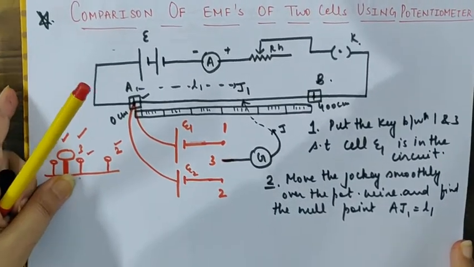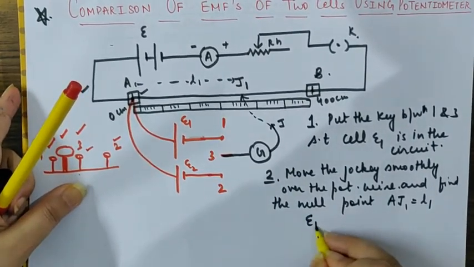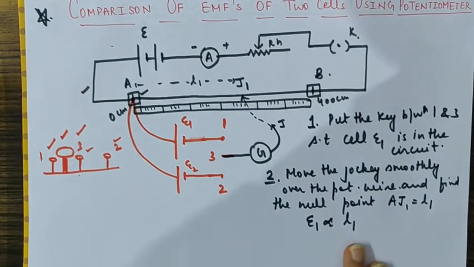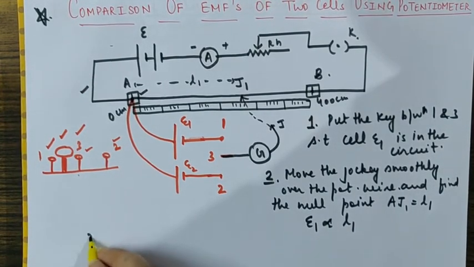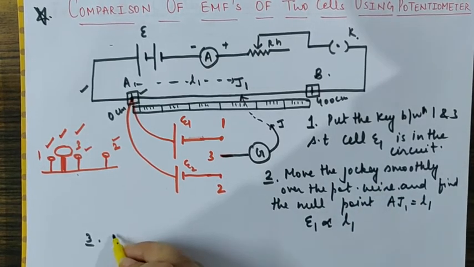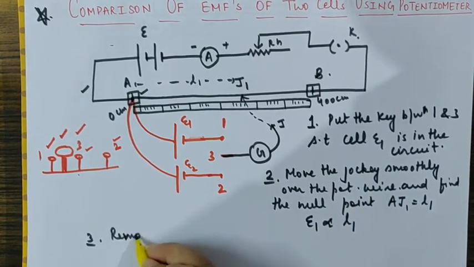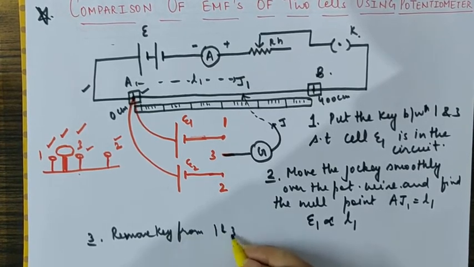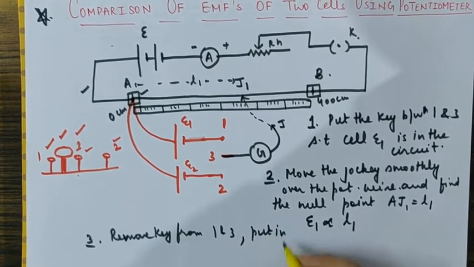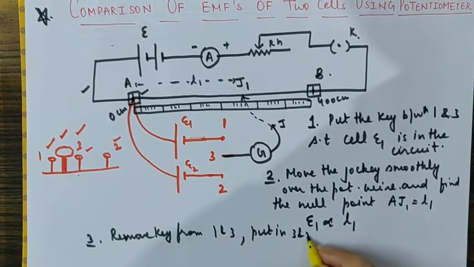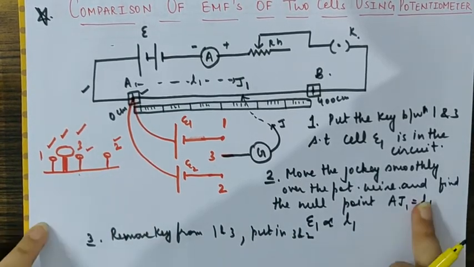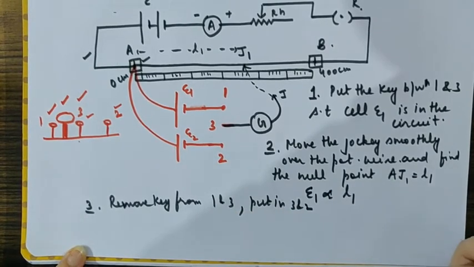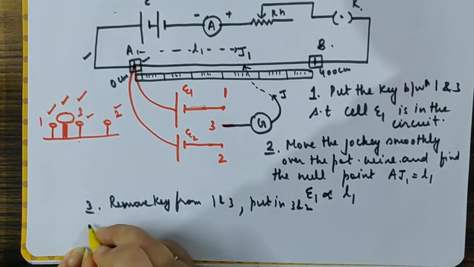Now according to the potentiometer principle, E1 must be directly proportional to length. Potential must be directly proportional to length. Now coming to point 3. Now remove the key from 1 and 3. Put it in 3 and 2. In the gap between 3 and 2, there you are going to put this key. Then what is the next point that you are going to do?